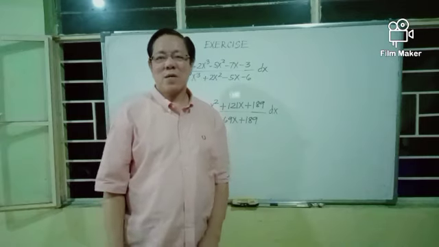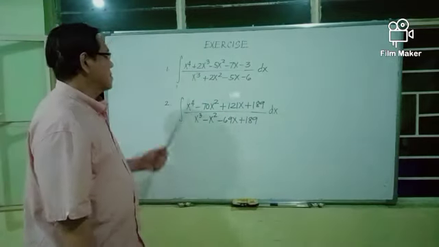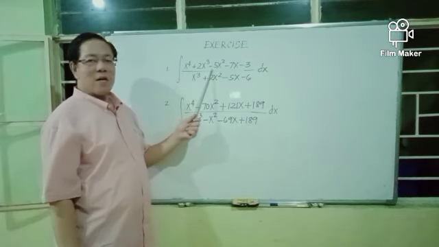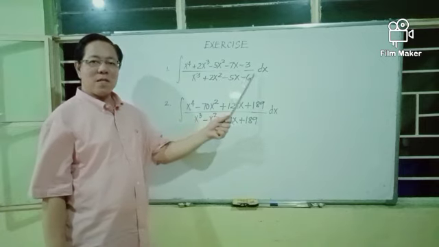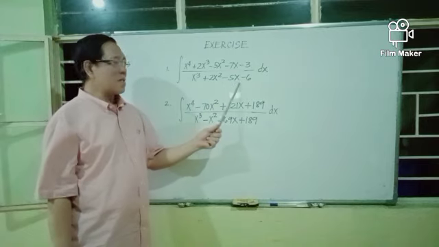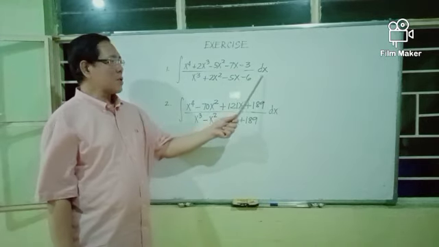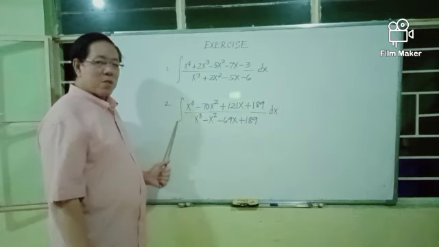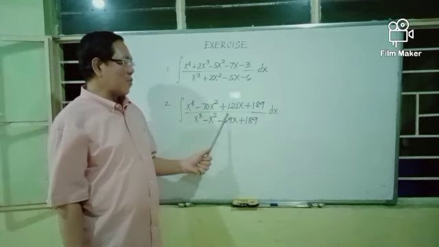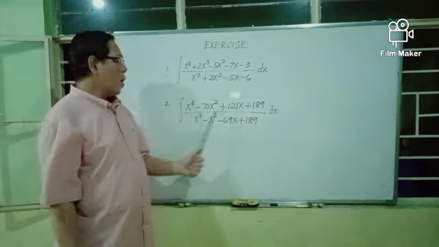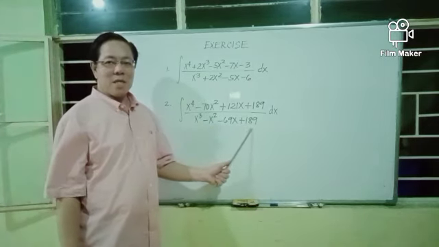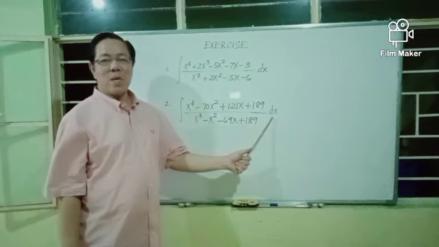For your practice, please try the following exercises. Number 1, we have the integral of x raised to 4 plus 2x cubed minus 5x squared minus 7x minus 3 all over x cubed plus 2x squared minus 5x minus 6, and integrate with respect to x. Number 2, we are given the integral of x raised to 4 minus 70x squared plus 121x plus 189 all over x cubed minus x squared minus 69x plus 189, and we integrate with respect to x.